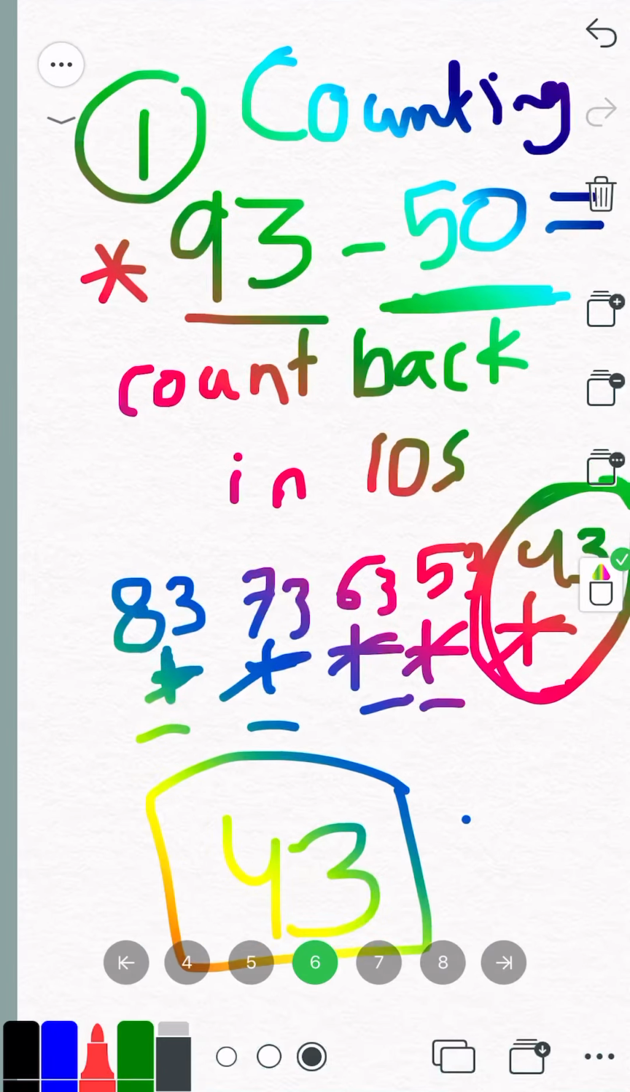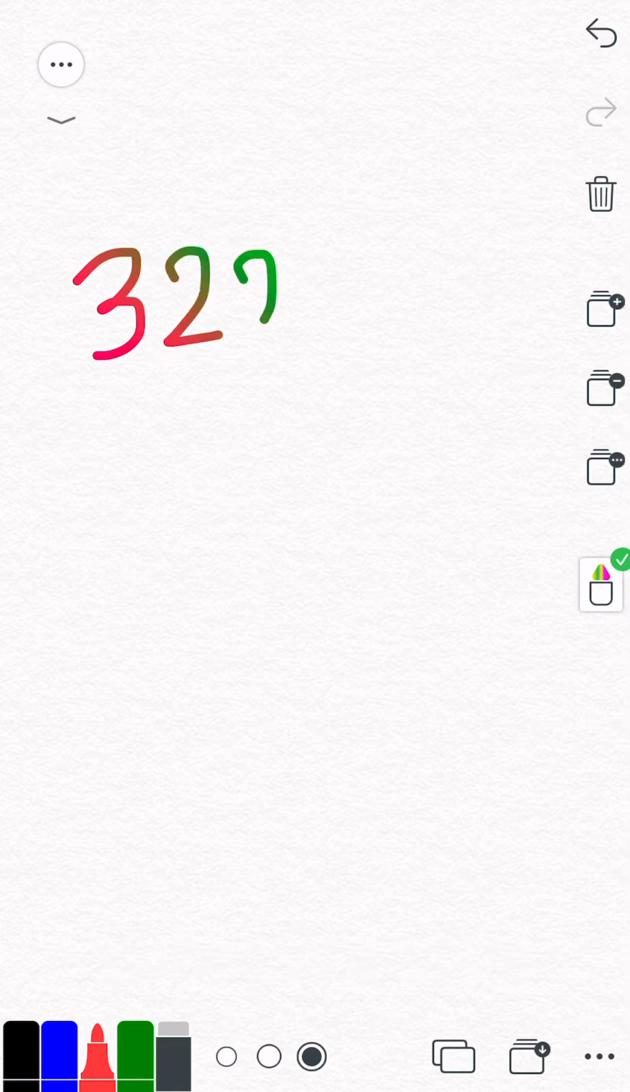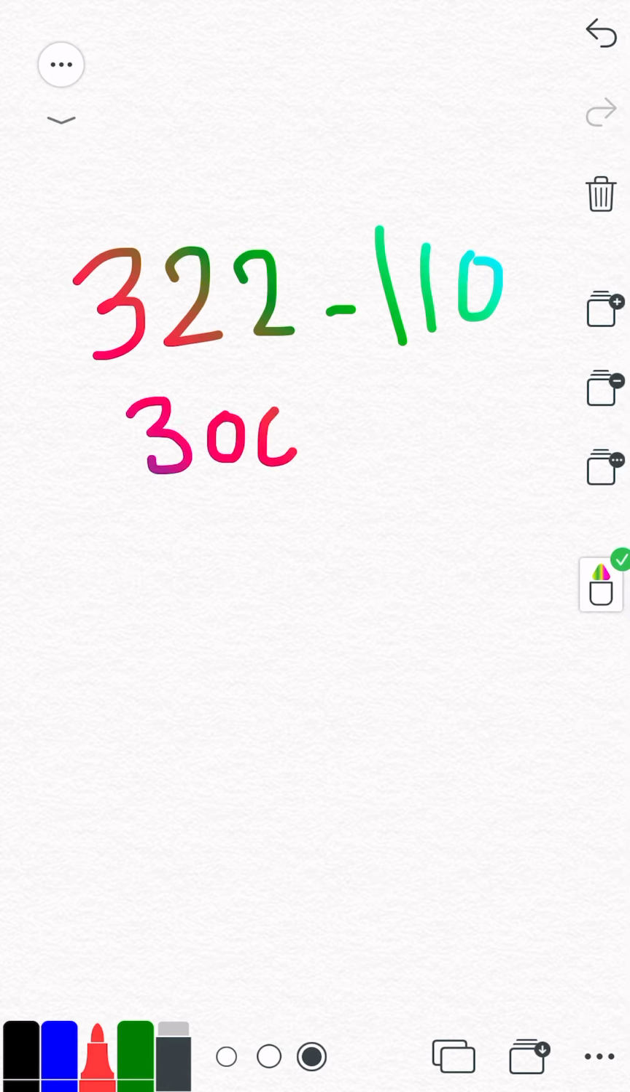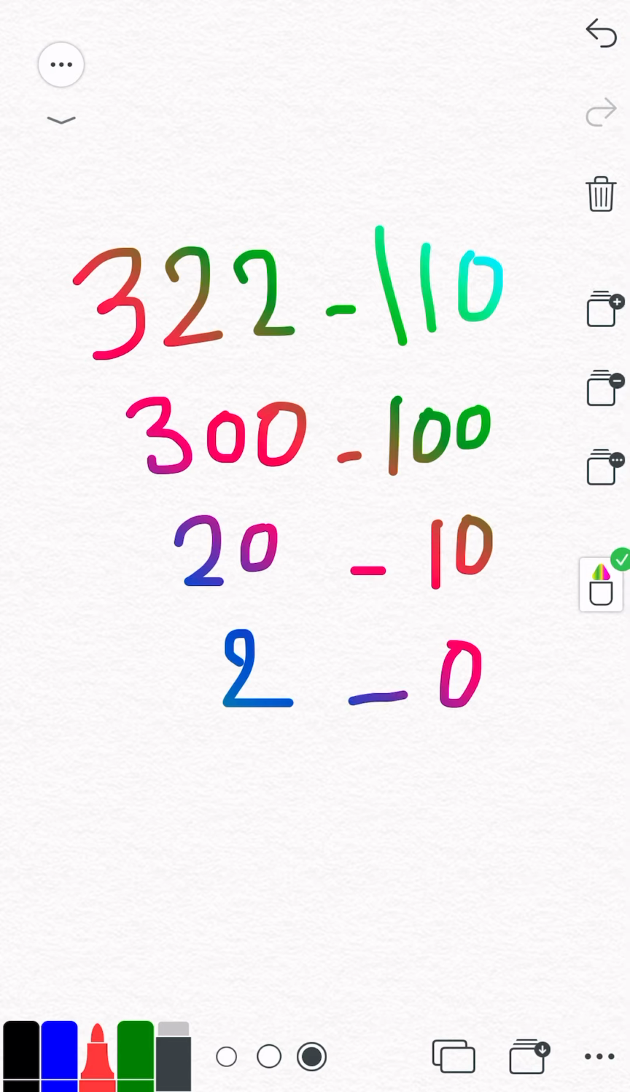The second way is partitioning. Let's say we have 322 minus 110. So let's split up the first and the second number into hundreds, tens, and ones. Then after that, we subtract the hundreds from each other, the tens from each other, and the ones from each other. Then we sum up the answers. So here we have 10, and here we have 0. Now we subtract 300 minus 100.